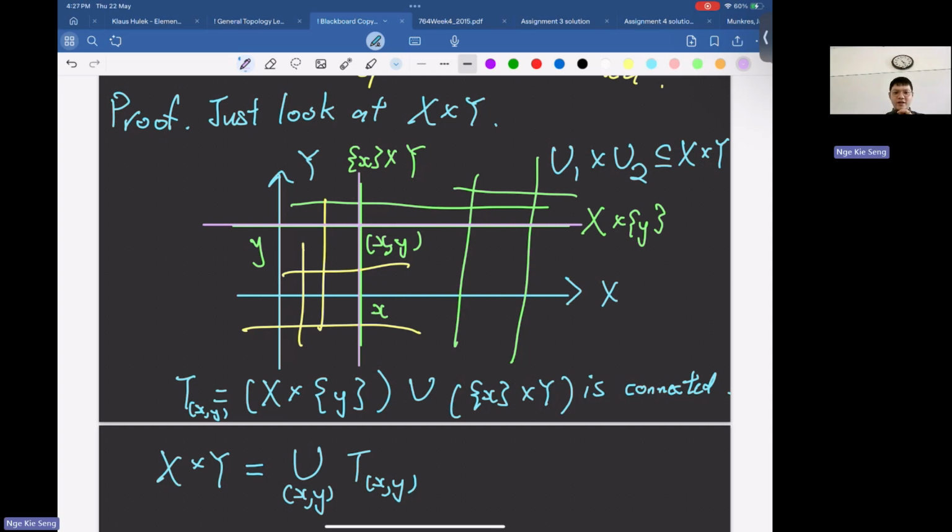I write down the details in the notes, but I just draw it here for you to understand.